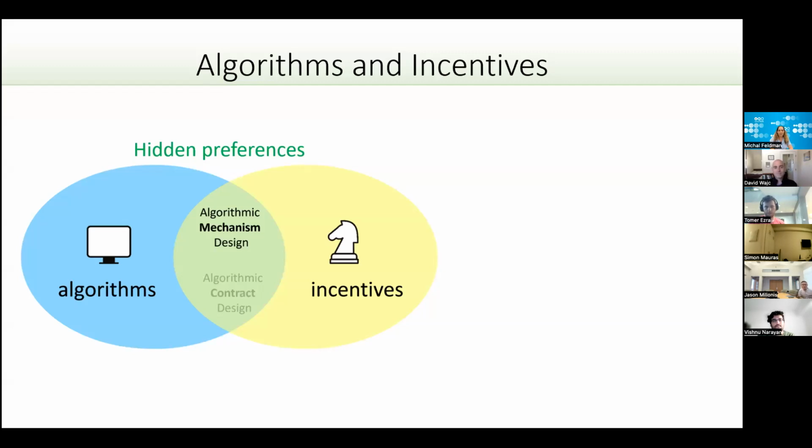You may know already by now that algorithms interact with strategic agents in many ways. And this observation is by no means new. We have algorithmic mechanism design, which is quite old already, and it captures the problem of hidden preferences, where the goal is to construct mechanisms that incentivize agents to reveal their private information truthfully. And today I'm going to talk about another way in which algorithms interact with incentives, and this is through algorithmic contract design, which captures the problem of hidden actions of agents. And the goal here is to construct mechanisms that incentivize agents to exert effort on behalf of the principal.